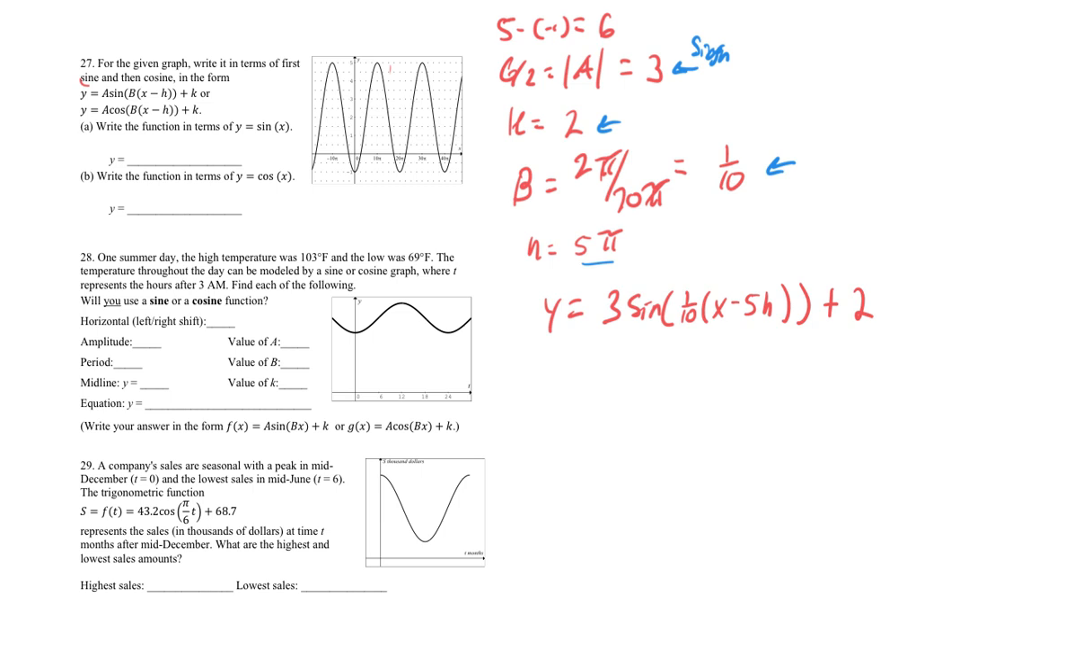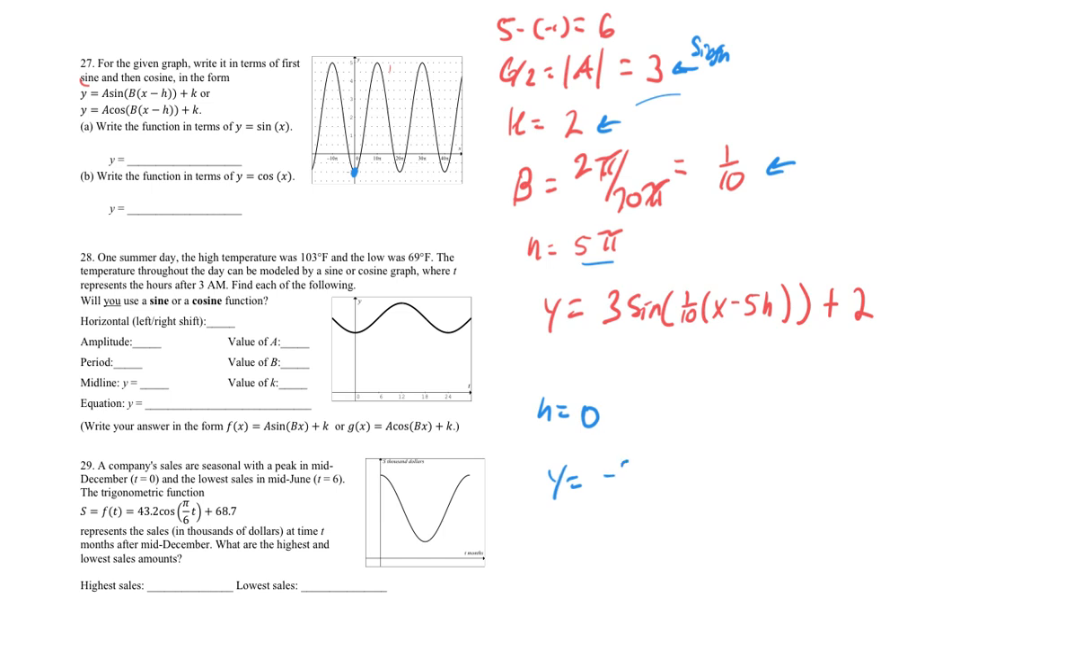So for cosine, we expect to start at a maximum, but here we start at a minimum. That's really nice. It means that our H is 0, so there's no horizontal shift. But since we started at a minimum, we know that our amplitude will be negative.